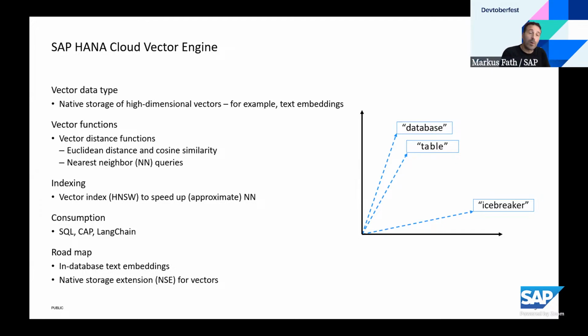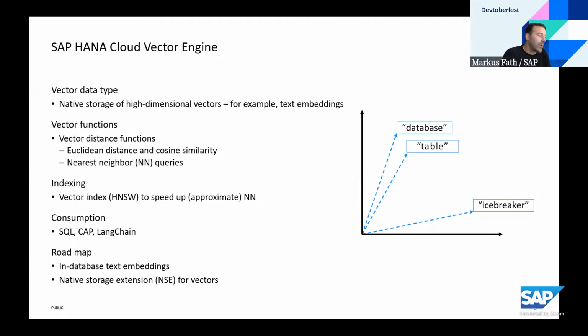If you look from a consumption perspective, how do you touch the vector engine in HANA Cloud? Of course, there is SQL. There is, of course, our cloud application programming model, which you use to develop applications on top of the database. But there is also an integration into the LangChain library, both in Python as well as in JavaScript. So if you are active in the GenAI community, you probably heard of LangChain.